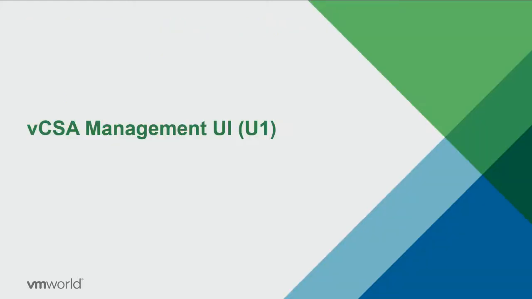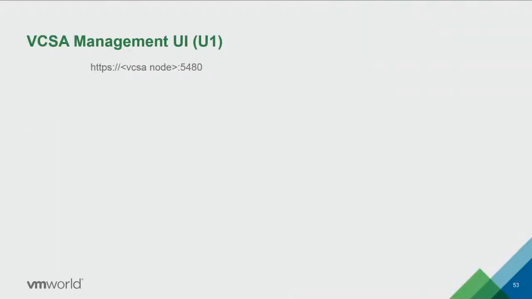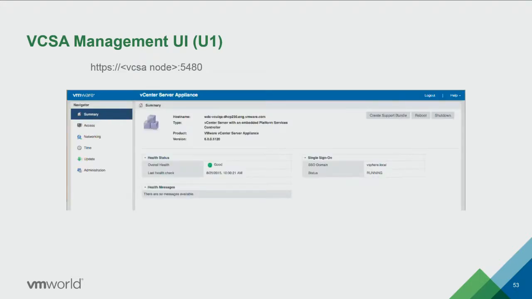Okay, also as part of U1, we have a new VCSA Management UI. If you guys have played with VCSA in the past, this is your historic VMware UI, but much better. In 6.0, we didn't have one. In U1, we've addressed that gap. So it's, again, the 5480 port. And you're going to see a screen like this when you log in. You can see your overall health, and you can see any messages if they're available on your health.